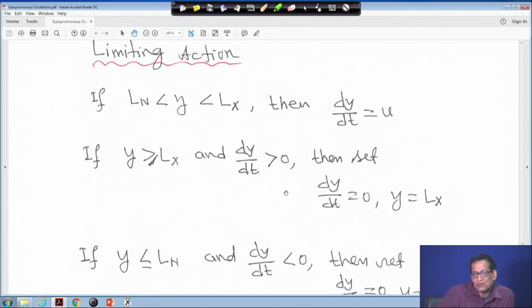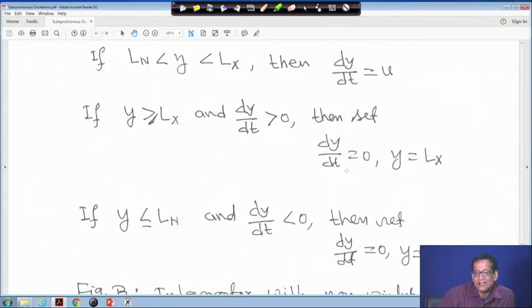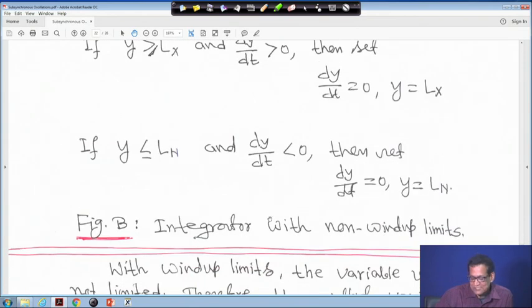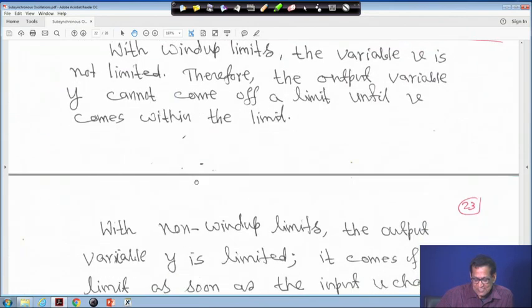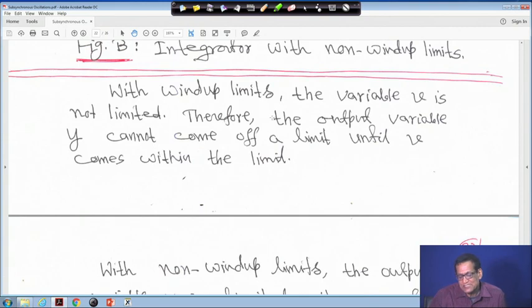And you can write code, of course. Nowadays you are putting everything in MATLAB, but at least see how things are happening if you write code of your own. So, this is an integrator with non-windup limits. Next is the one with windup limits, where the variable v is not limited. Therefore, the output variable y cannot come off a limit until v comes within the limit.